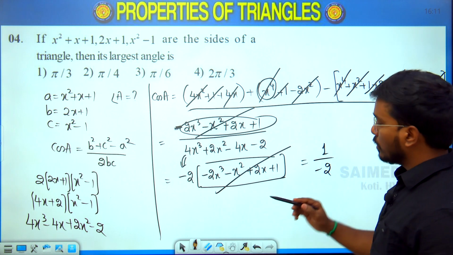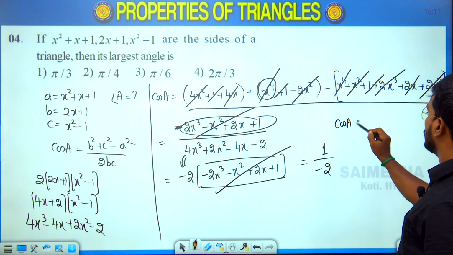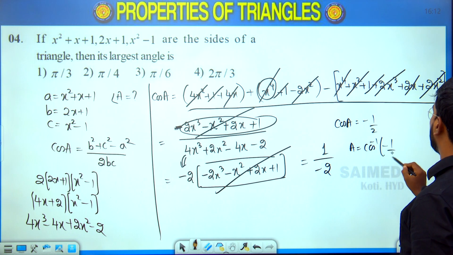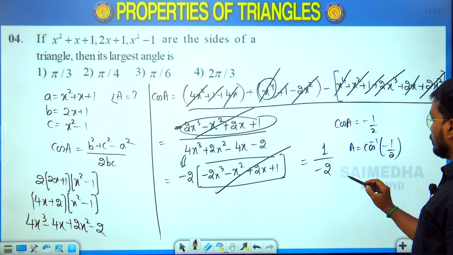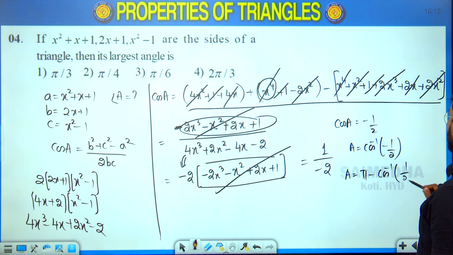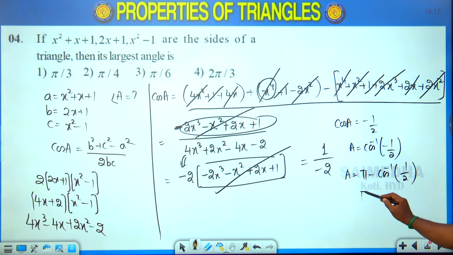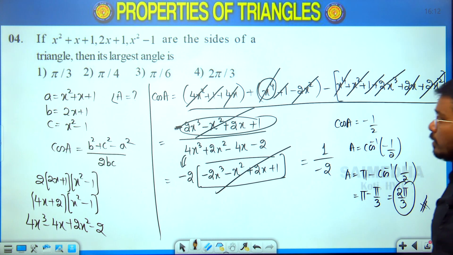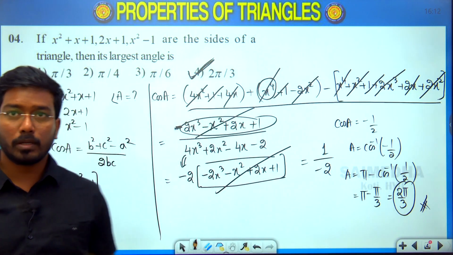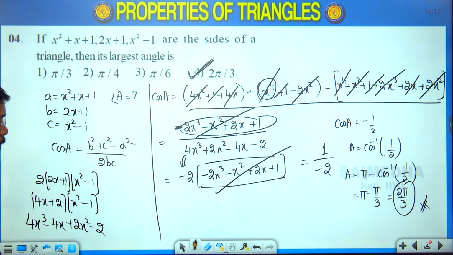That is, the answer for cos A is equal to minus 1 by 2. A is equal to cos inverse of minus 1 by 2. Cos inverse of minus x is pi minus cos inverse of x. Cos inverse of 1 by 2: cos 60 is 1 by 2, and 60 degrees is pi by 3. Pi minus pi by 3 is 2 pi by 3. So, the angle that we require is 2 pi by 3. Option number 4. That is how we are going to solve question number 4. Go for the next question.